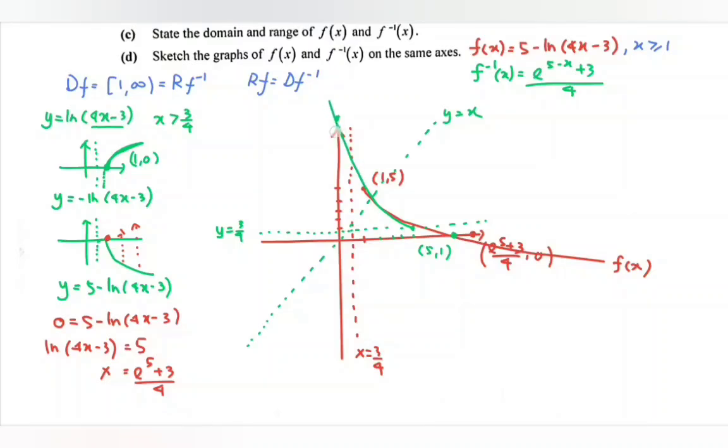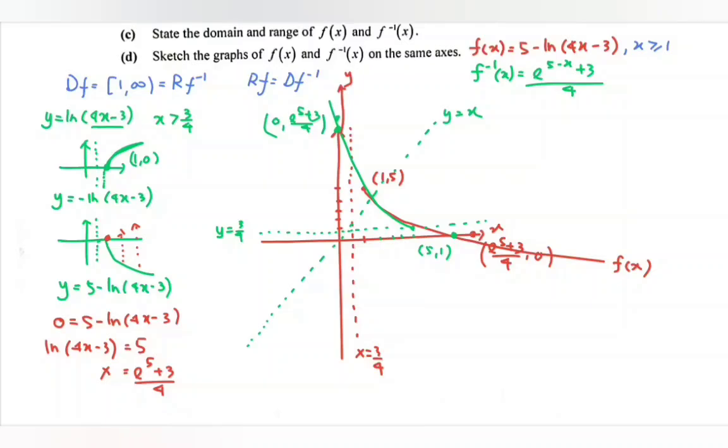So here, let's say we have the situation 0, e to the power 5 plus 3 over 4. So here we have the y-axis. Here we have the x-axis. Then we must have the y equals to x, and then the intersection point, and also the asymptote for the y and also the x. So basically that is the graph.